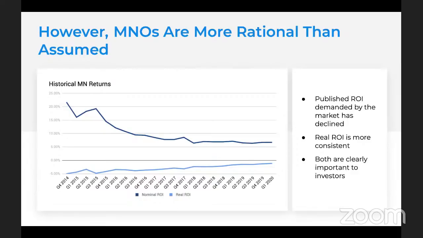And so what we find when we plot this over time, the nominal ROI and real ROI, is that it appears like the real ROI is actually a lot more stable than the nominal ROI. It's more consistent over time. It appears to be more predictable. It's also clear that both are important to investors, both the nominal and the real. And so it does seem like masternodes are far more rational than I'd assumed in their investment decisions. And it appears that actually real ROI might be more important to them. And so we dug into this issue and analyzed it a bit more deeply.